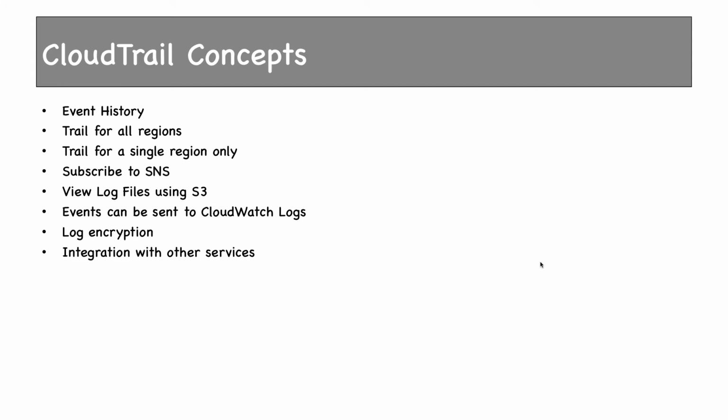CloudTrail has integration with a lot of other services. Whatever services you can think of, all those services are integrated with CloudTrail. That means if you perform any API action on any of the supported AWS resources, CloudTrail will log that. You can see that in the event history, which will contain data only for the last 90 days, or you can create a trail which will send your logged data to an S3 bucket or to a CloudWatch log group.